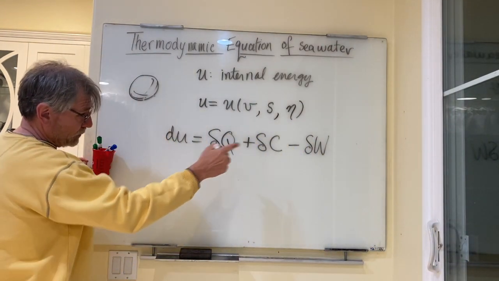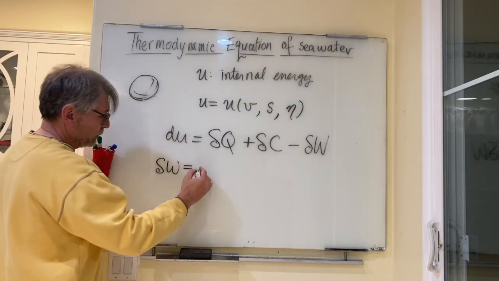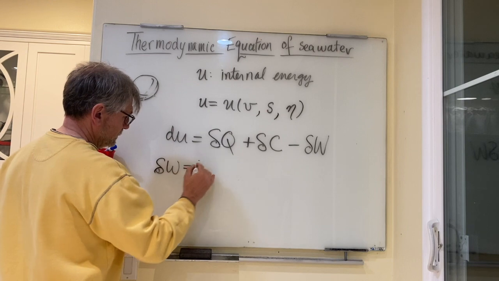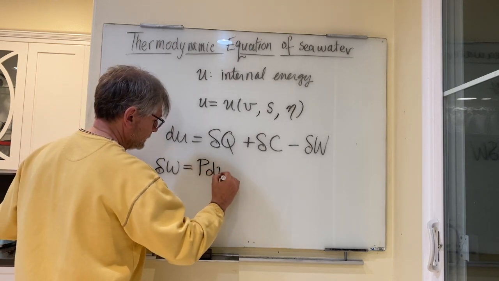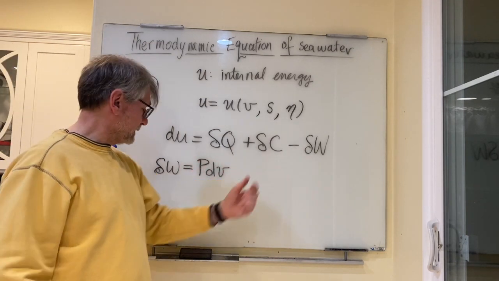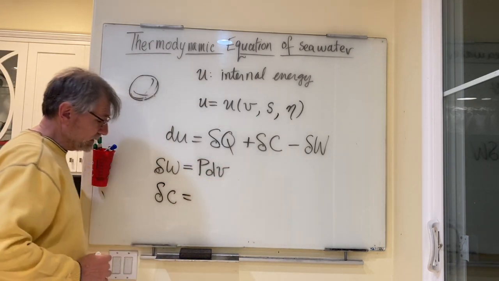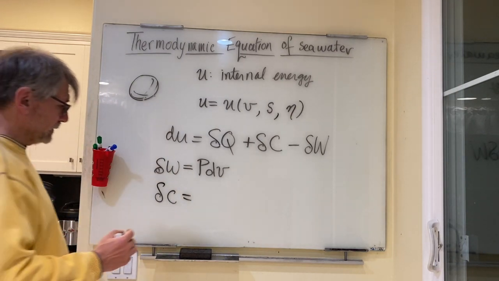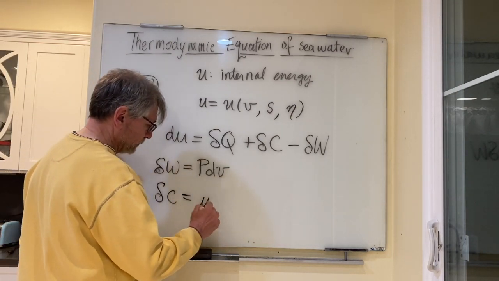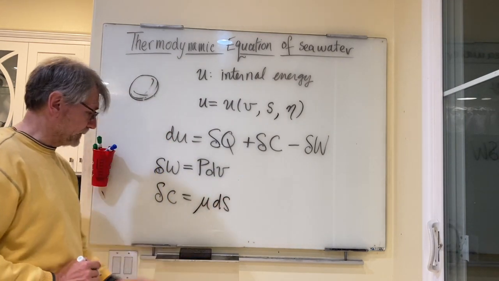So we'll start with the work. So delta W, right, that's equal to pressure times dV, right? So that's the work, delta W. The next one, the change in the chemical composition, delta C, is going to lead to a change in energy depending on the chemical potential, mu, times ds, the change in the salinity.